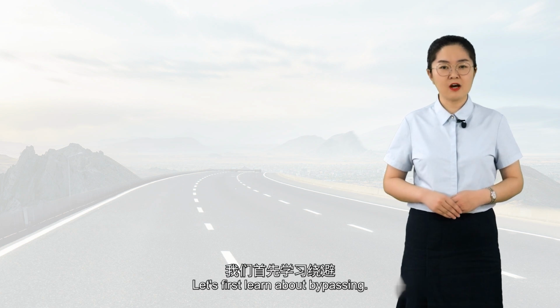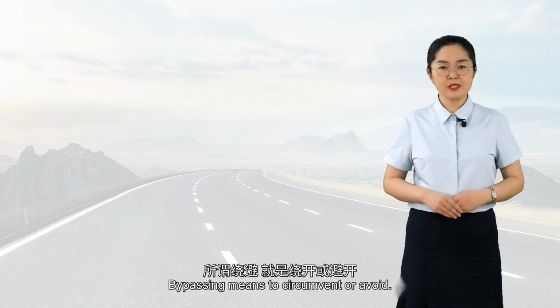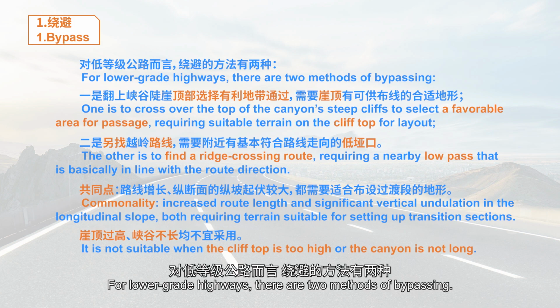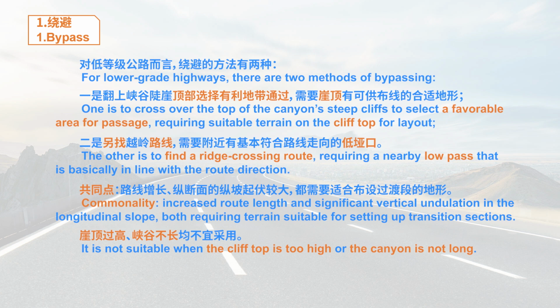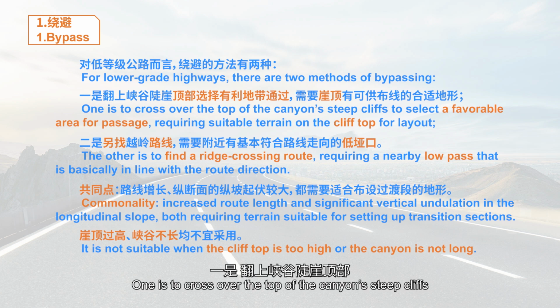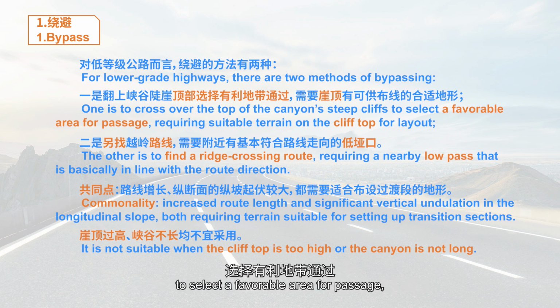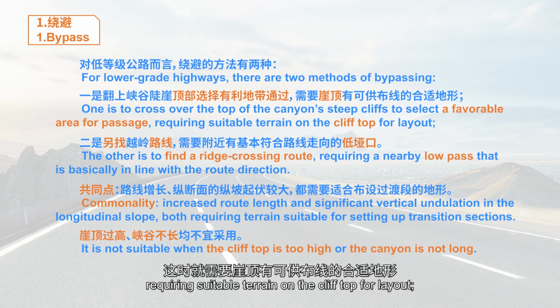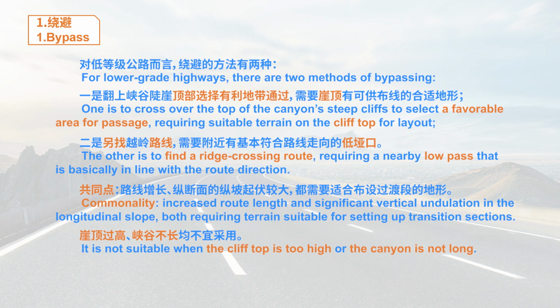Let's first learn about bypassing. Bypassing means to circumvent or avoid. For lower-grade highways, there are 2 methods of bypassing. One is to cross over the top of the canyon's steep cliffs to select a favorable area for passage, requiring suitable terrain on the cliff top for layout.